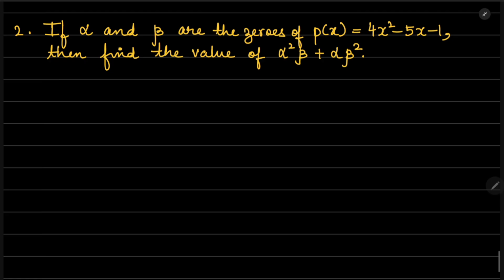So the next question is, if alpha and beta are the zeros of p of x, which is given as 4x square minus 5x minus 1, find the value of alpha square beta plus alpha beta square. The first thing to do is write your p of x, the quadratic polynomial, 4x square minus 5x minus 1. So you are given alpha and beta are the zeros.